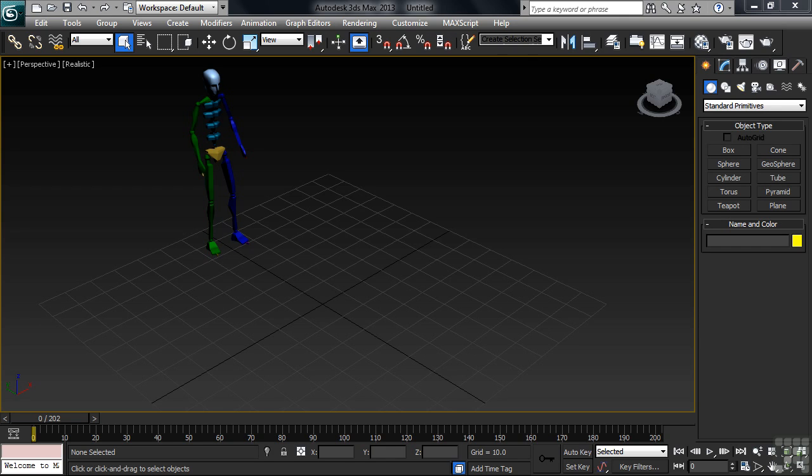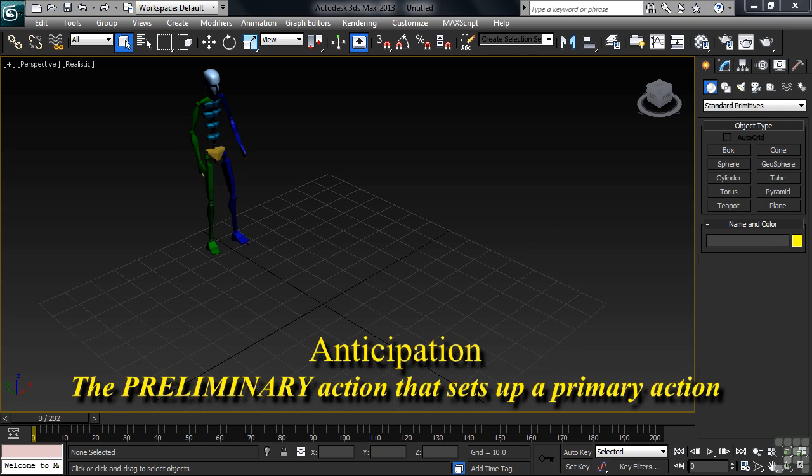Now, inasmuch as an in-depth discussion of the principles would take weeks, if not months, let me maybe show you a couple of examples to drive home how important they are in bringing out the highest level of believability to a scene. Let's start with the principle of anticipation.